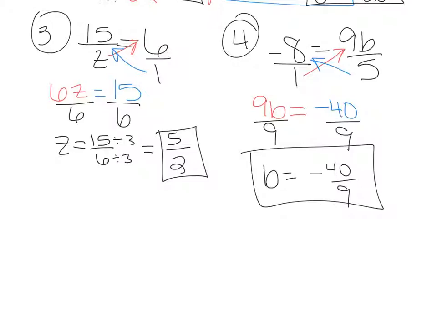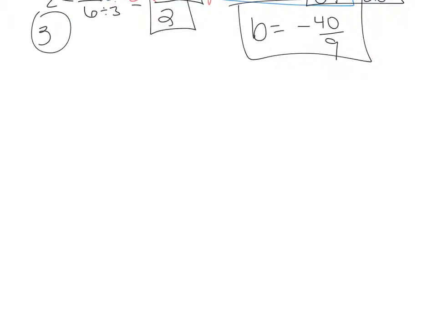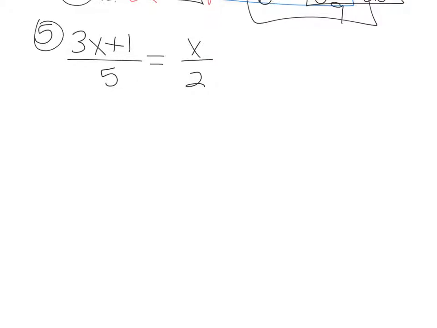Okay, we still doing okay? Any questions? Okay, I have 4 more for you guys. These ones get just a little bit trickier. We just have to be a little more careful. So number 5, we have 3x plus 1 over 5 equals x over 2. First thing, is this a proportion? Yeah, that left-hand side is a more complicated fraction, but it's still a fraction. So I can solve this using cross products.